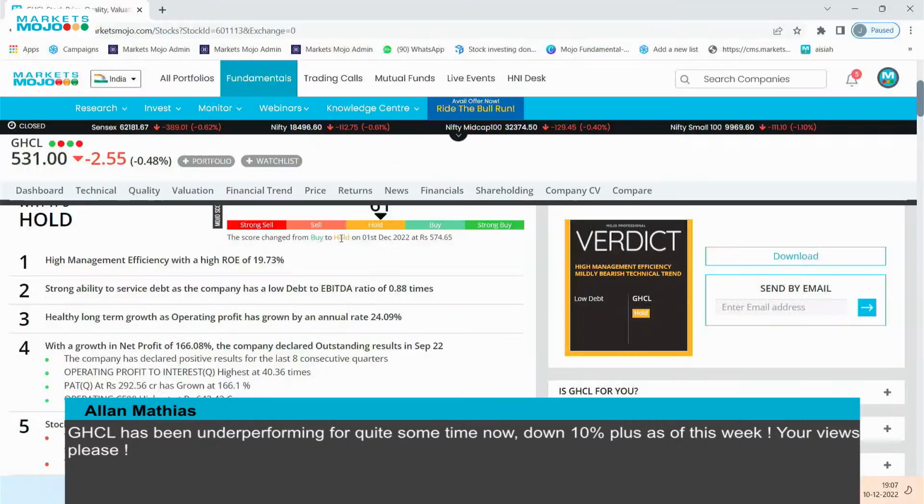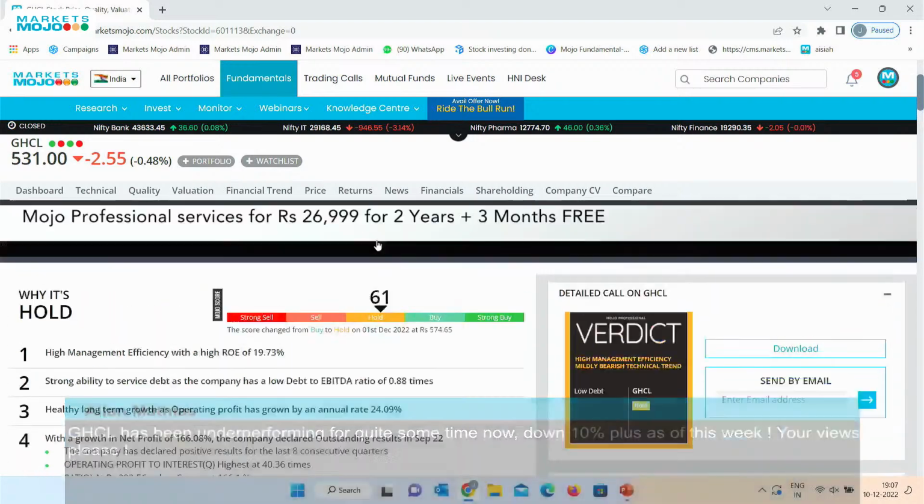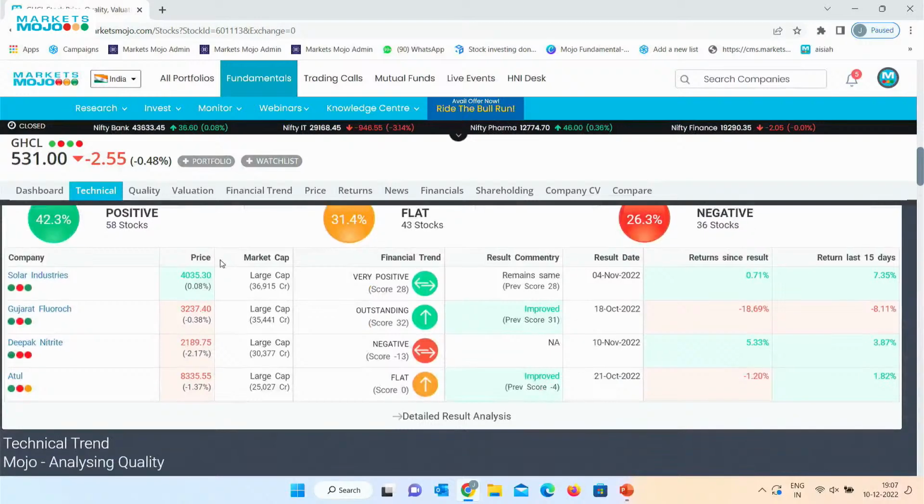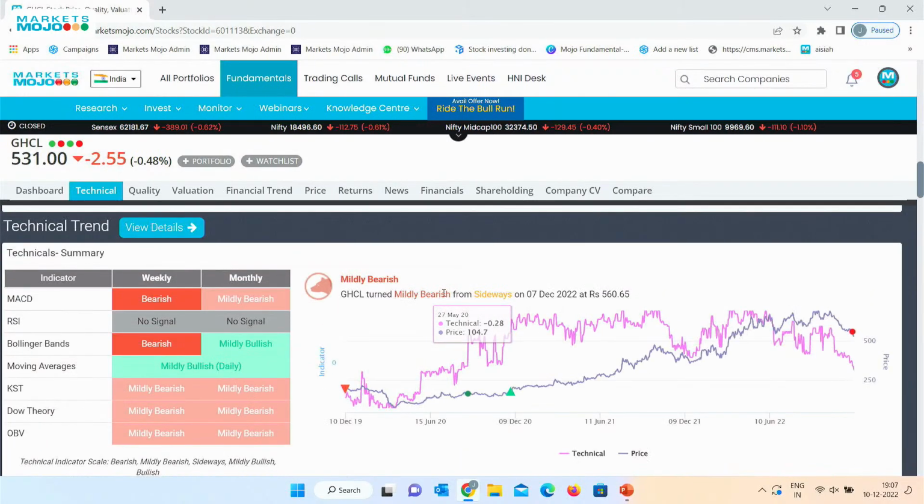Yeah, so the score has changed from buy to hold, which is one negative point over here. The company was previously a buy and it's changed to hold. You can look at the technicals as well. The technical has also turned mildly bearish from sideways. So there's two negatives over here.